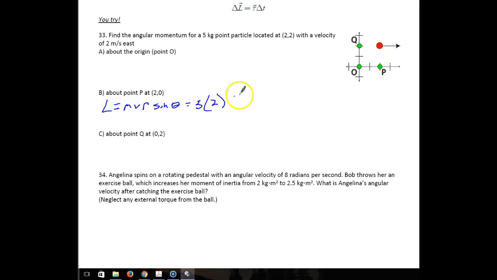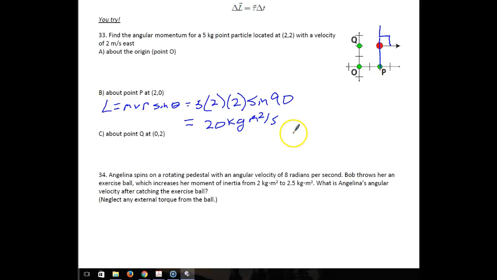Now notice the radius is just 2, and then I'm going to do sine of the angle that I make with the direction of motion. You notice that this angle now is 90 degrees, so that'd be the sine of 90. If I go through and do all that math, I end up again with 20 kilograms times a meter squared per second.